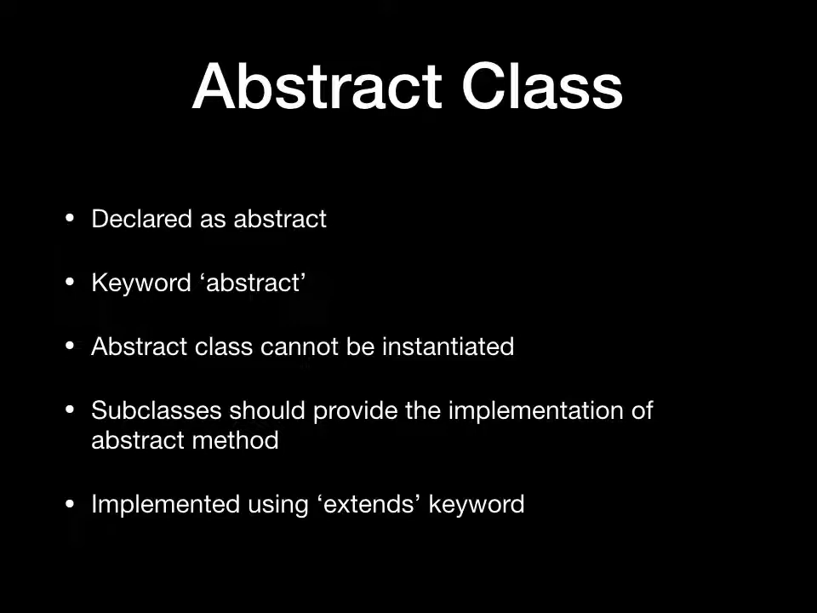Abstract classes cannot be instantiated, but they can be subclassed, and its subclasses should provide abstract methods implementation. Even though abstract classes cannot have objects of their own, they can have constructors. The keyword abstract is used to declare an abstract class.